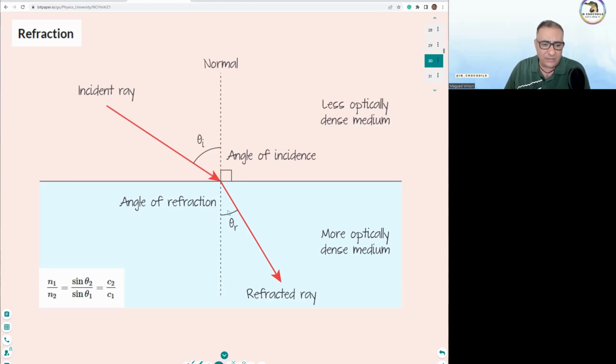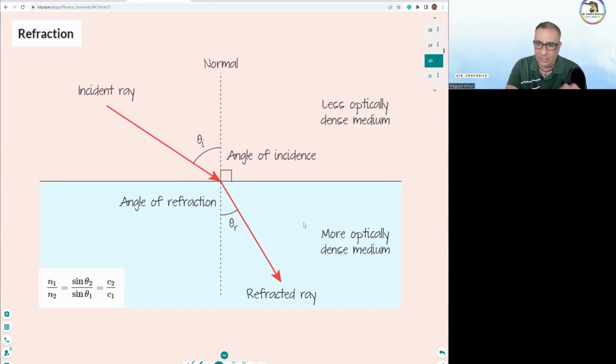Now, theta 2 is the angle of refraction, which is between the normal and the refracted ray. Theta 1 is the angle of incidence. When you look here, theta 2 in this example is smaller than theta 1, which means the refracted ray is being refracted closer to the normal. Now, the second version of Snell's law is that n1 over n2 is also equal to c2 over c1, where c2 is the speed of light.